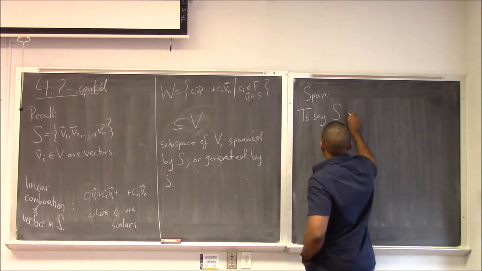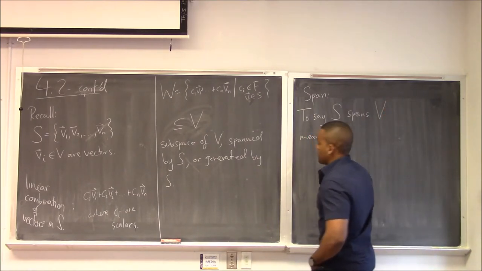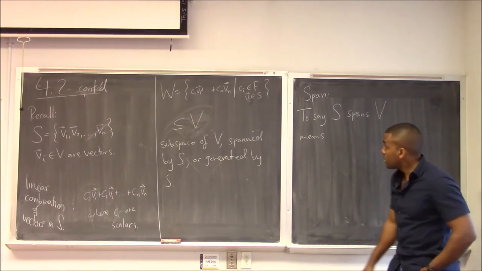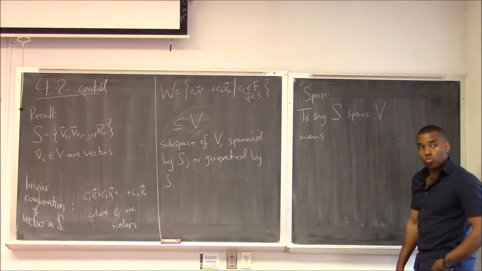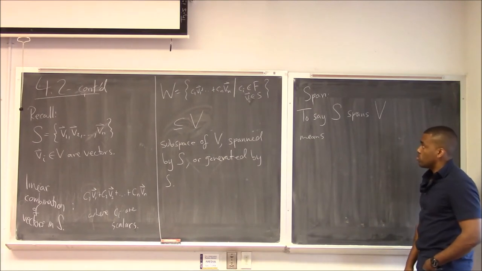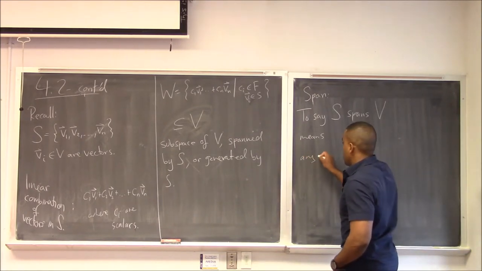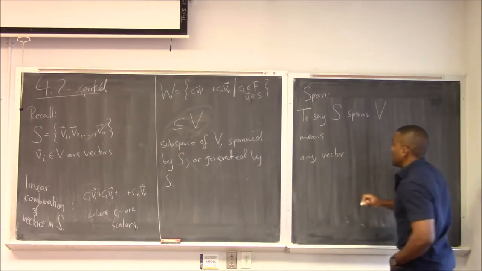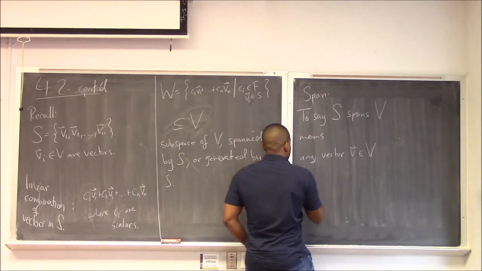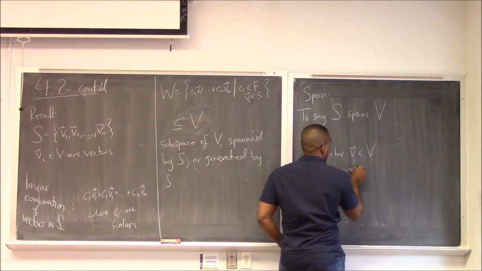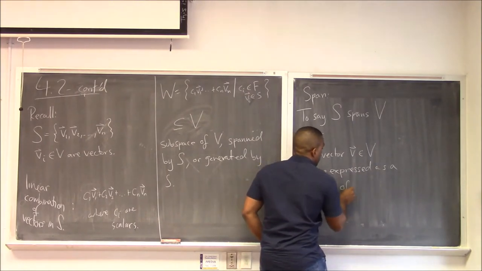To say S spans V means, what does it mean when I say one set spans another set? One set of vectors spans another set of vectors. Vectors in one set can be expressed as linear combinations of the vectors in a set that spans the former. So which one? Any vector that lives where? In V. Any vector that lives in V can be expressed as a linear combination of vectors in S.